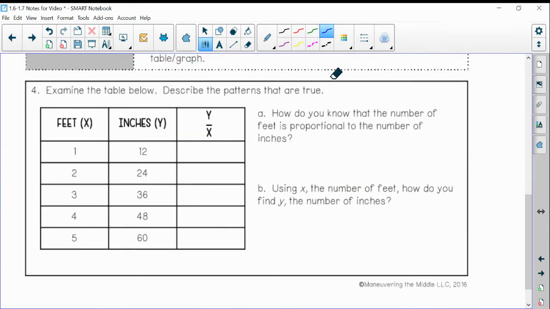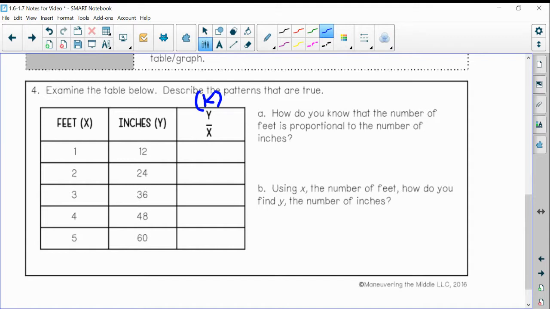So they ask us, examine the table below. Describe the patterns that are true. So it tells us feet are x and inches are y. And we're going to plug in y over x, which we know gives us k. So we're going to put that there because they already told us. We know that's going to give us our constant of proportionality. And we're going to recognize the pattern.